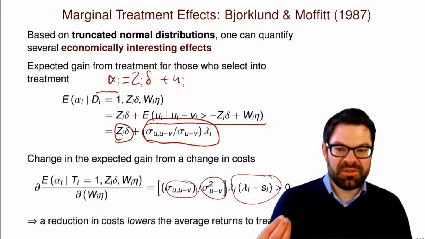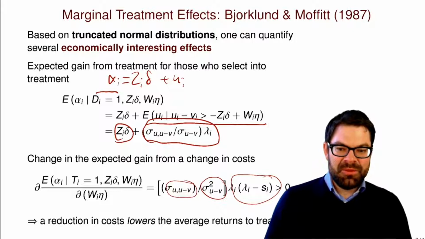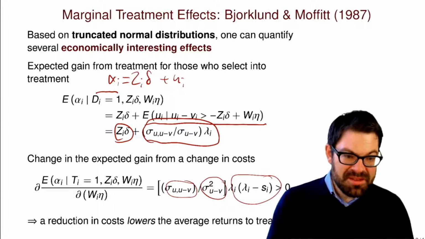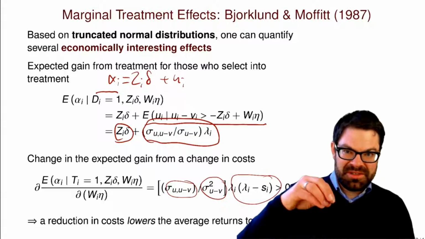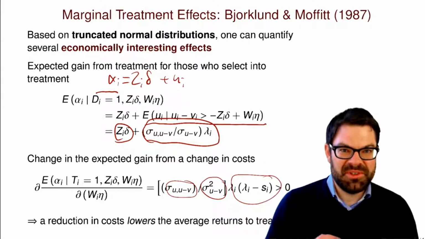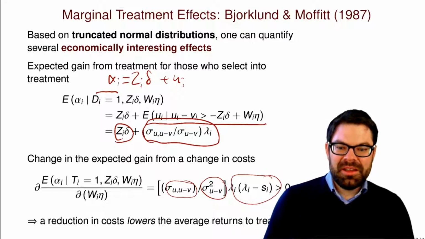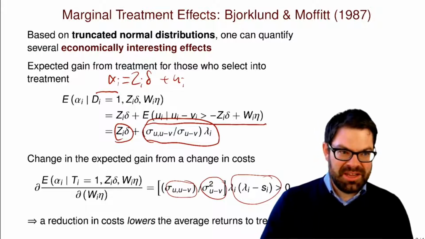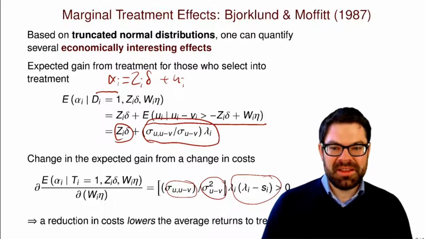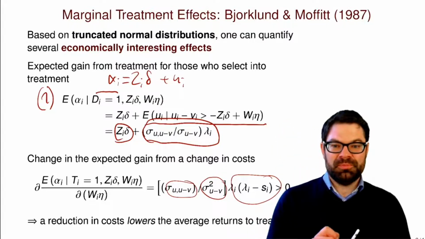And what they show here is that the derivative is positive. So what does that mean? If you make whatever the treatment is cheaper to get, you will see people taking the treatment with lower gains from treatment. Example, free childcare. If childcare initially cost you something, then you would see people taking childcare for whom the average gain was what equation 1 would give you.